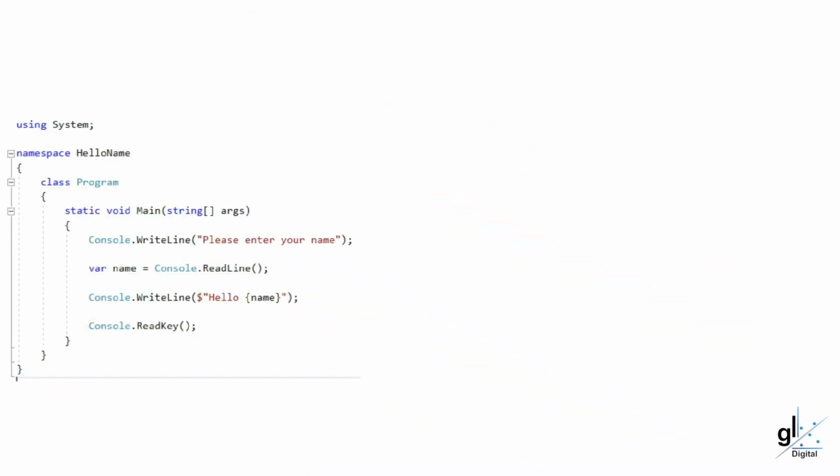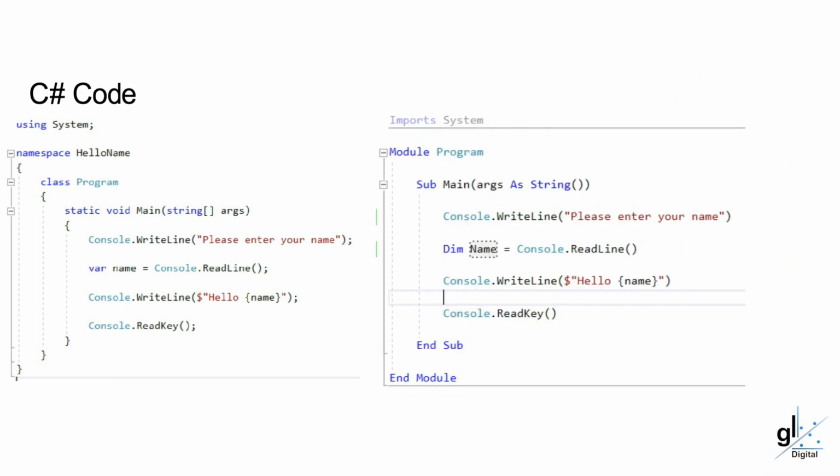C is a programming language developed in the early 1970s by Bell Labs. Syntactically, C# is based on C. Examples of other programming languages based on C include Java, JavaScript, and of course C++, which is a direct evolution from C. Let's look at the difference in syntax between our Hello Name code written in C# and its counterpart code written in Visual Basic.